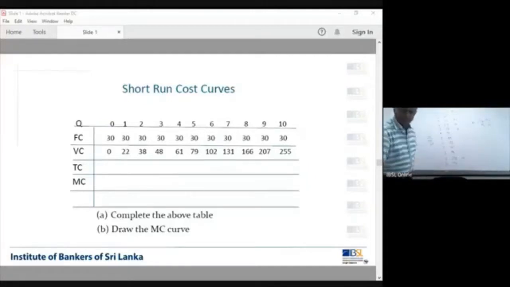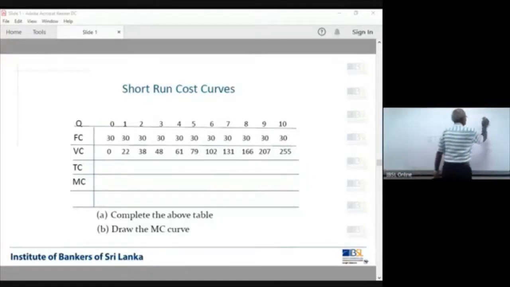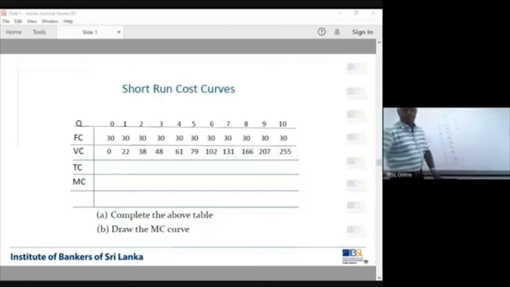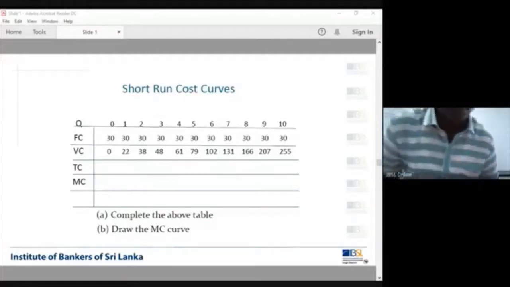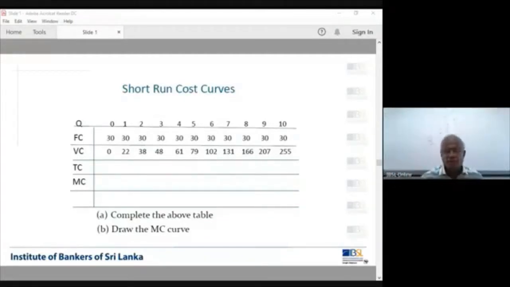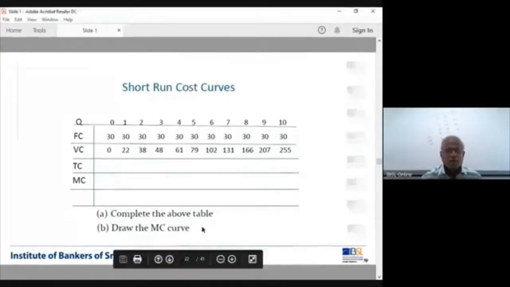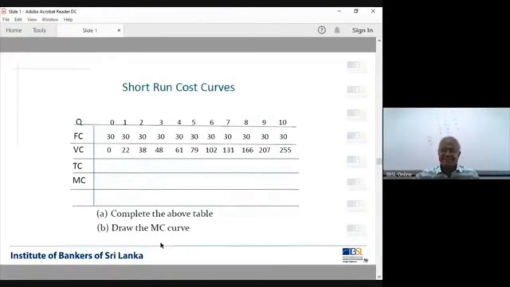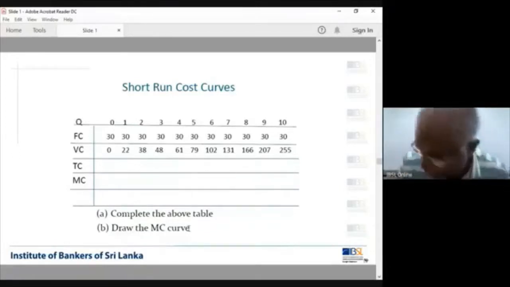Then what will happen? The next part is to plot this curve. Draw the MC curve. You know the numbers. For the MC curve, the quantity axis is 0 to 10 and the marginal cost axis is the calculated marginal cost. Then you can see the shape of this curve.